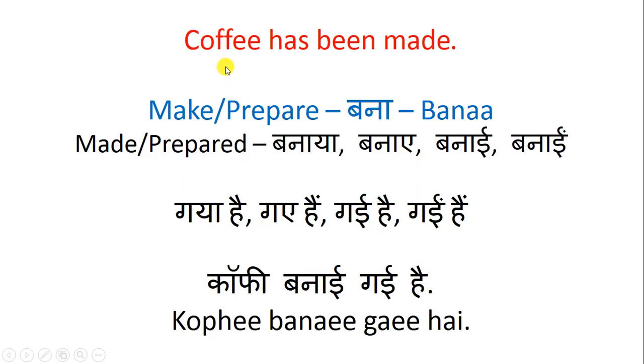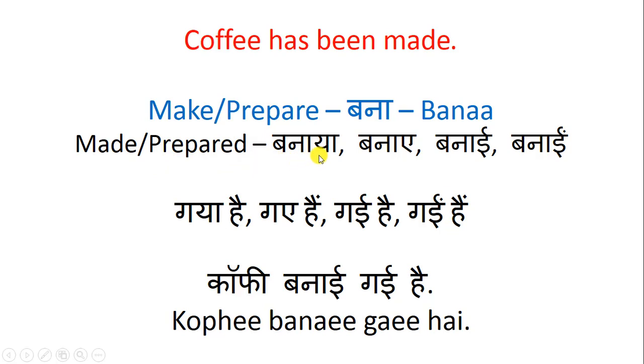Okay, so coffee has been made. All right. Now, first step is to recognize the verb in the sentence. Made. So, make. Or here in this case, prepare. So, this in Hindi is bana. Okay. So, the past form of make is made. Prepare is prepared. Now, made or prepared has four forms.